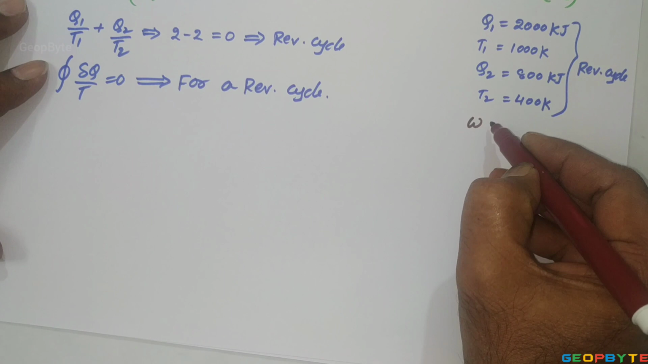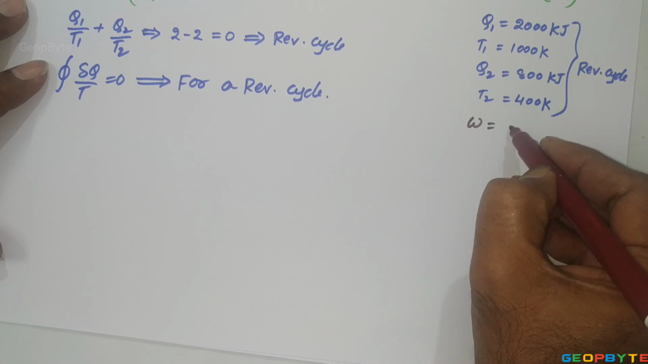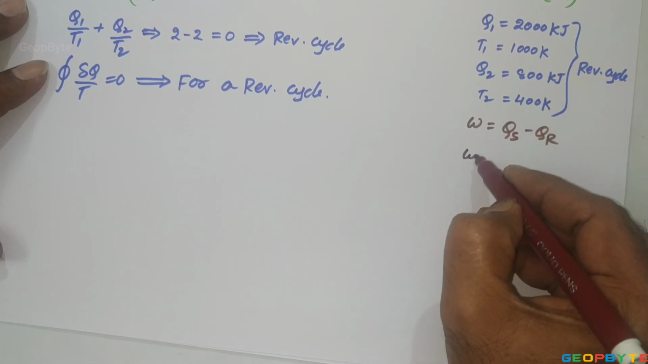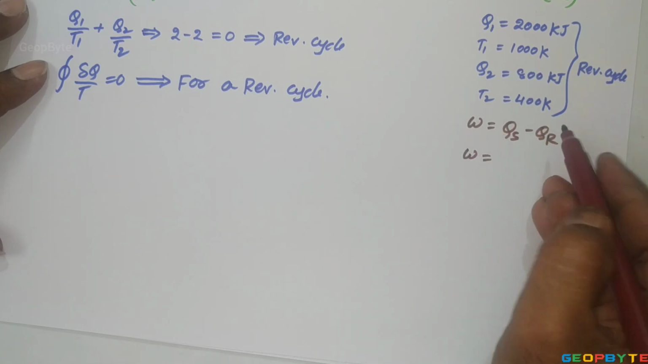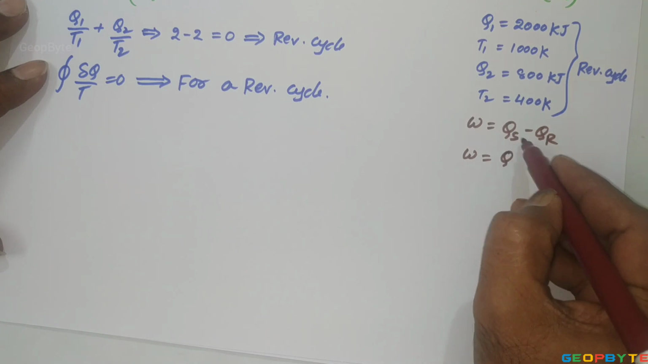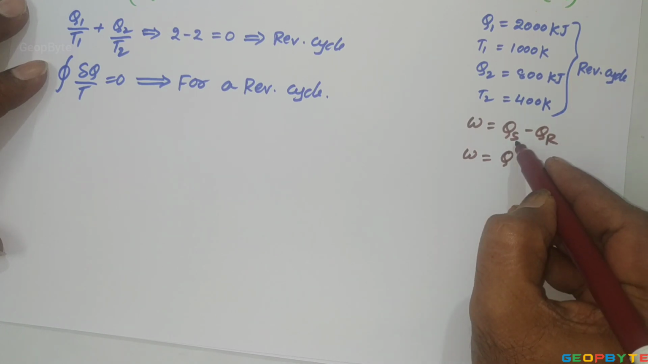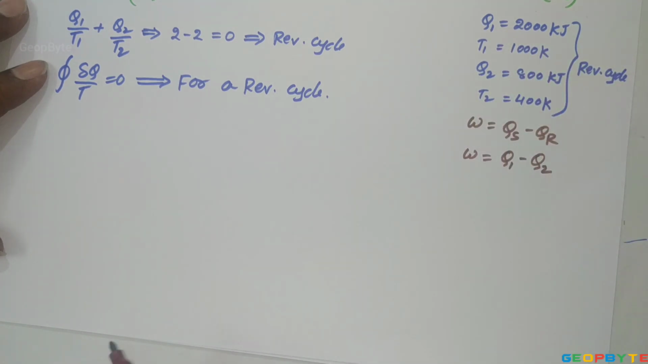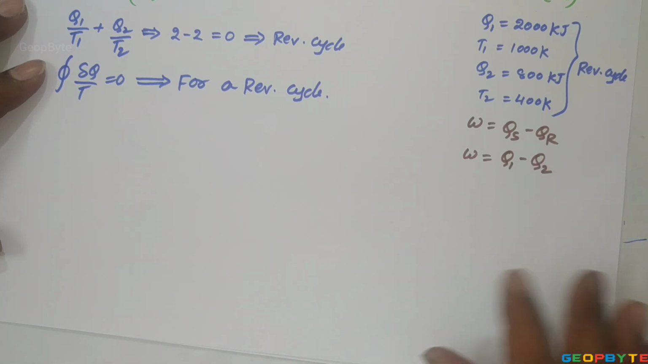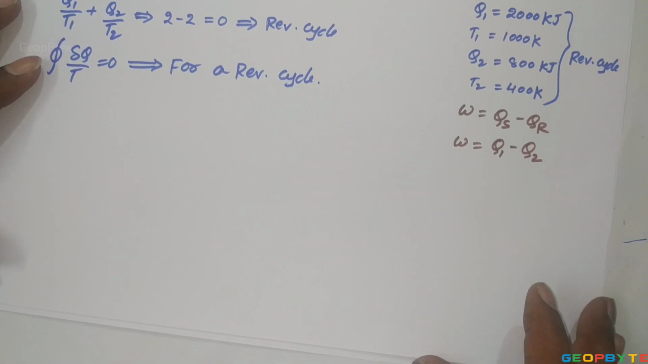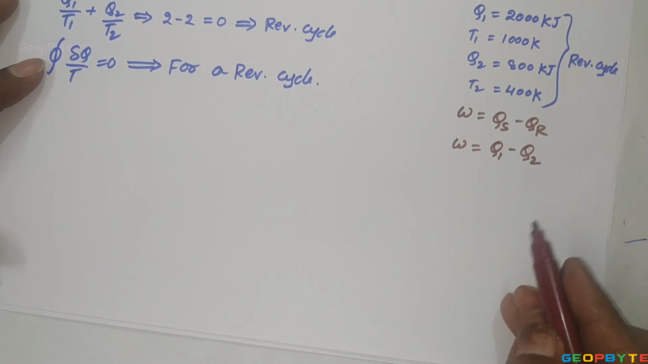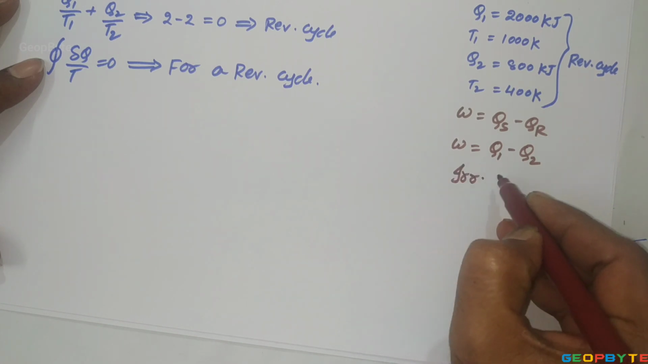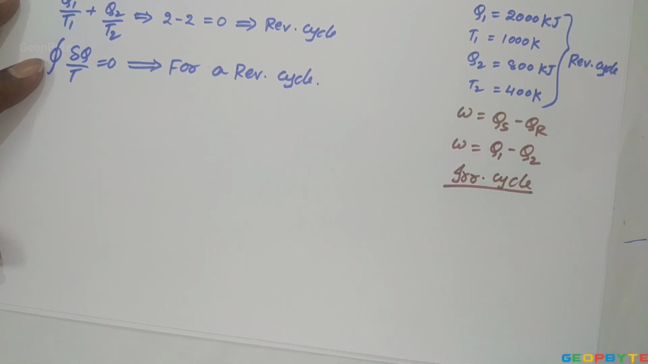Remember, work given by any heat engine is equal to heat supplied minus heat rejection. Work given by either a reversible heat engine or an irreversible heat engine is the difference between the heat supplied and heat rejection. Heat supplied we are marking as Q1, minus Q2. Remember, you are supplying the same amount of heat energy for both the reversible cycle and the irreversible cycle. Let us take the irreversible cycle.